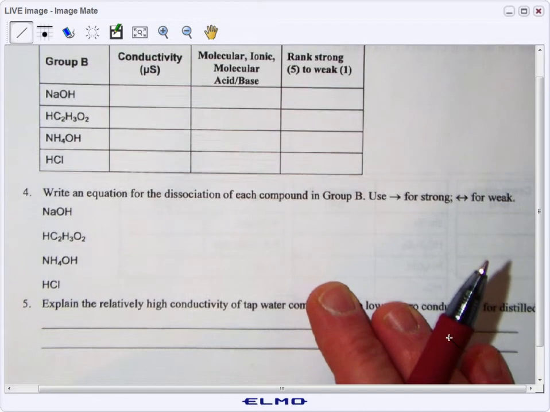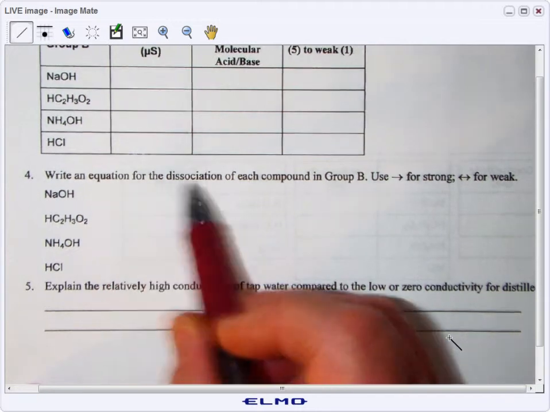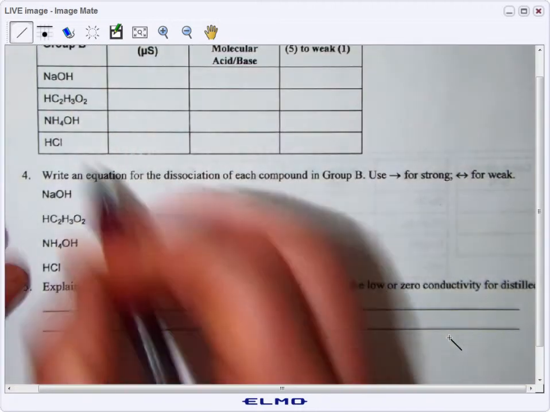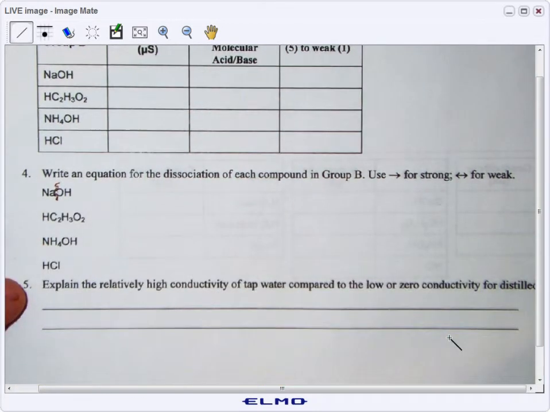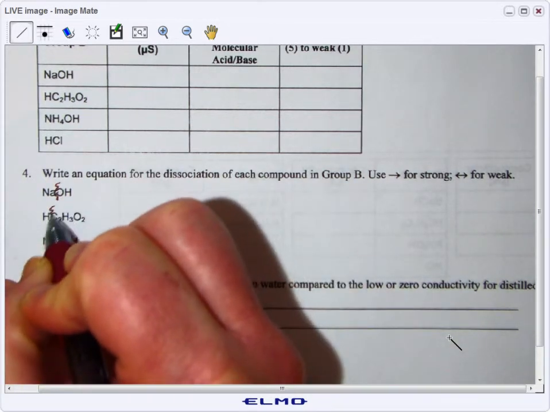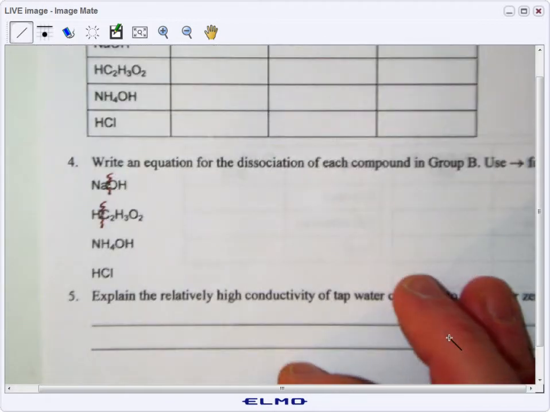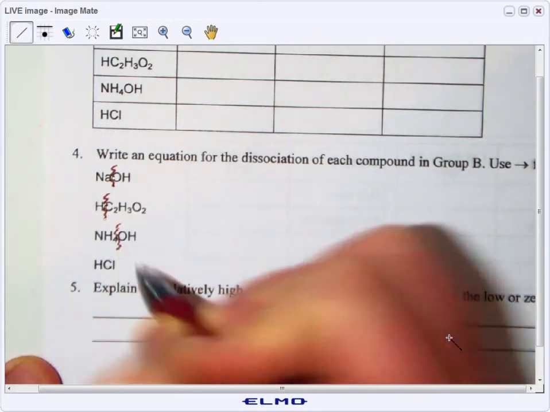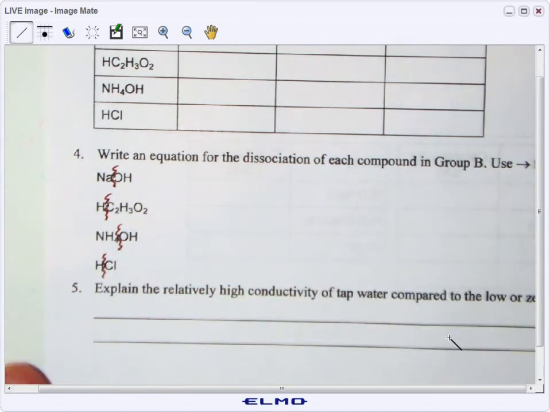In group B, question number 4, write the equation for the dissociation, just like we did up here. So all of these, I'm going to help you out. That's where they're going to split between the Na and the O when they dissociate. Acids are written so that they drop the first H. That's where they're going to split. This one splits into the 2 polyatomic ions, and this one splits right there.